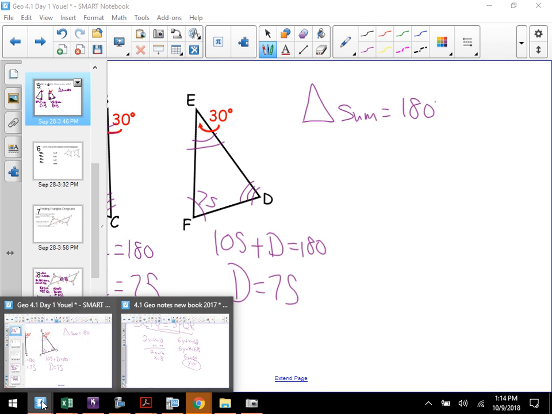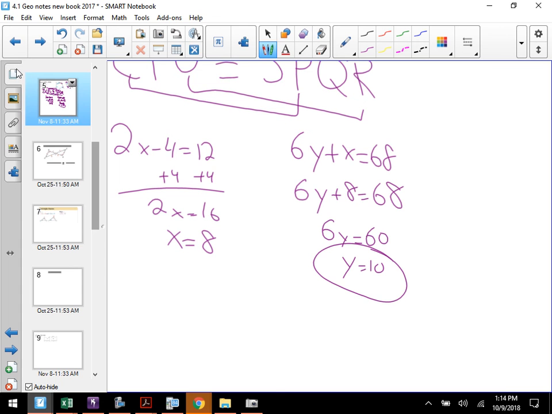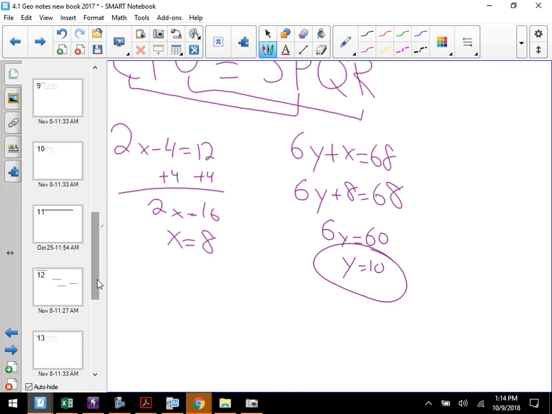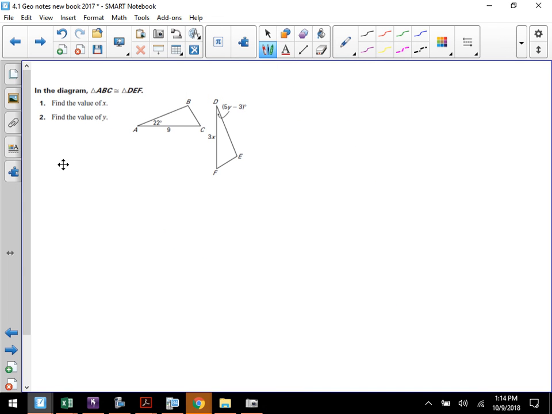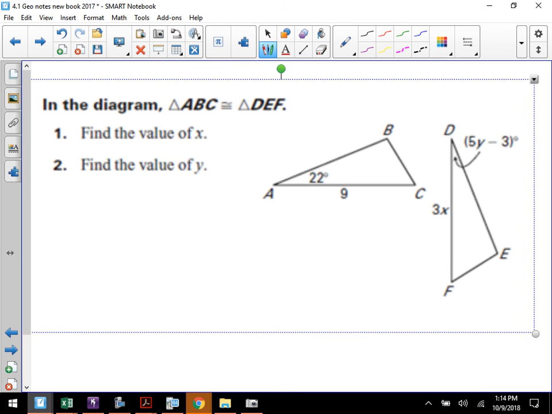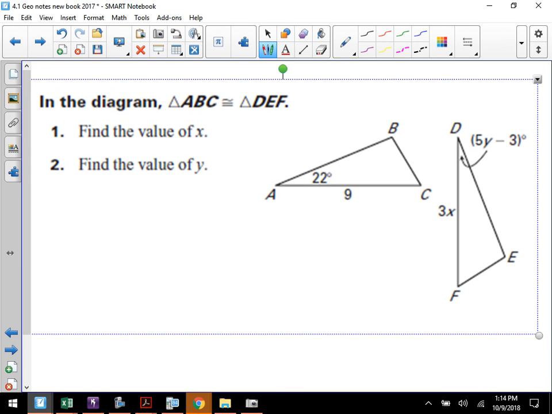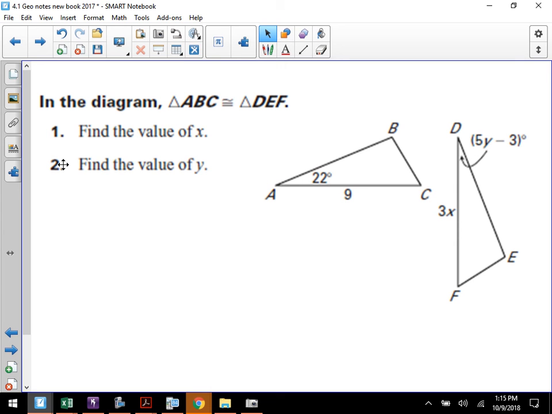Ooh, wrong one. Switch between two sets here today. Where's the other one? Okay. Figure out X and Y real quick. Please and thank you.